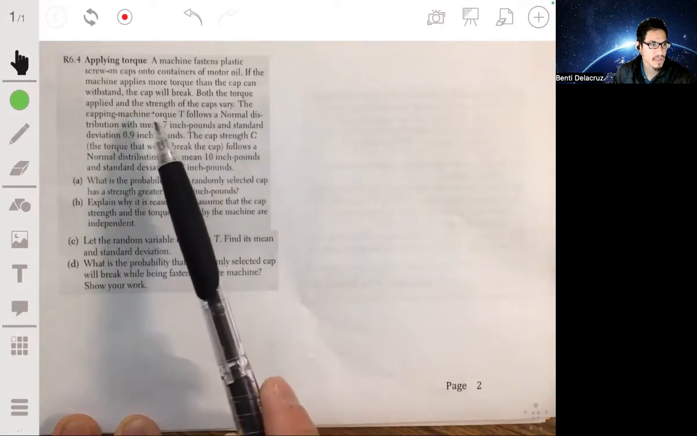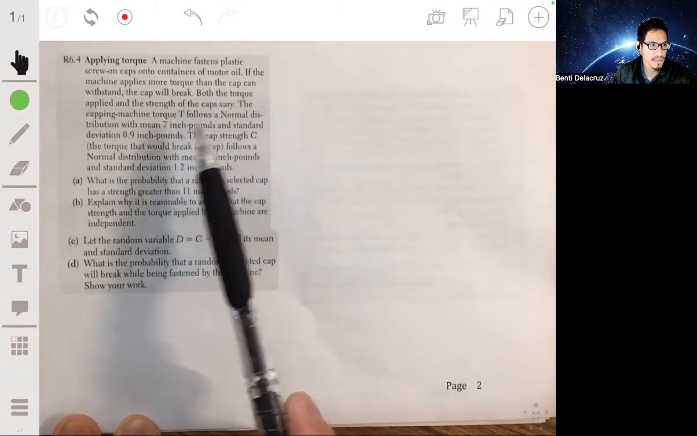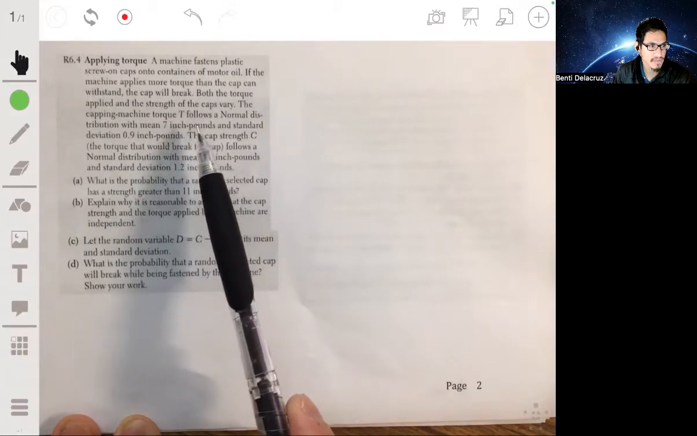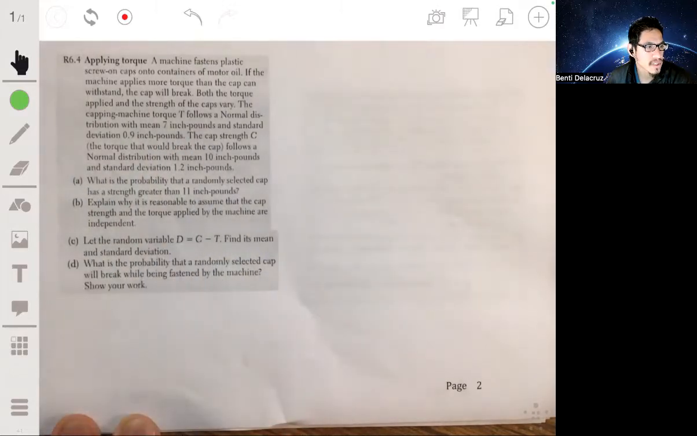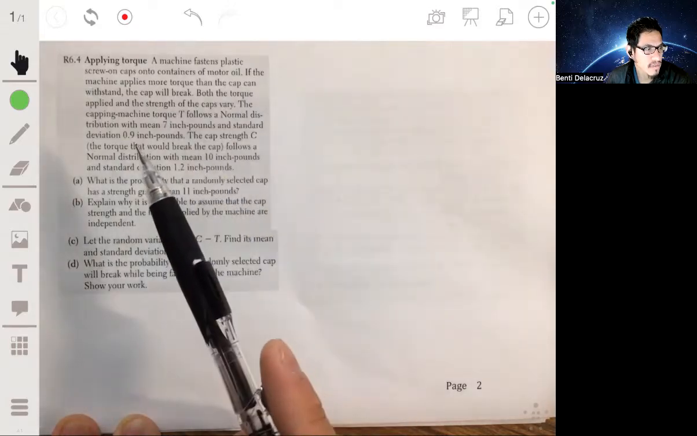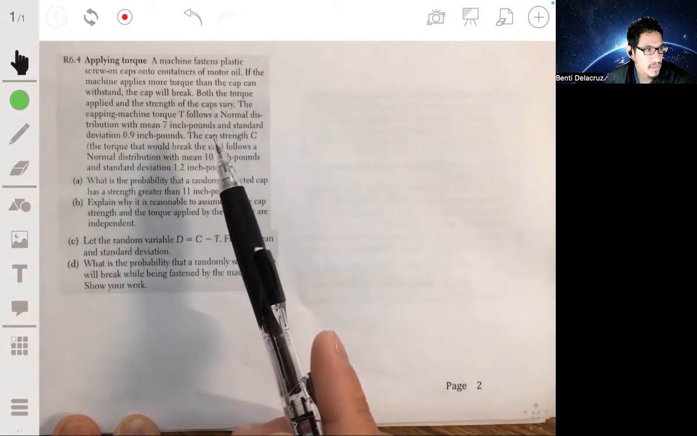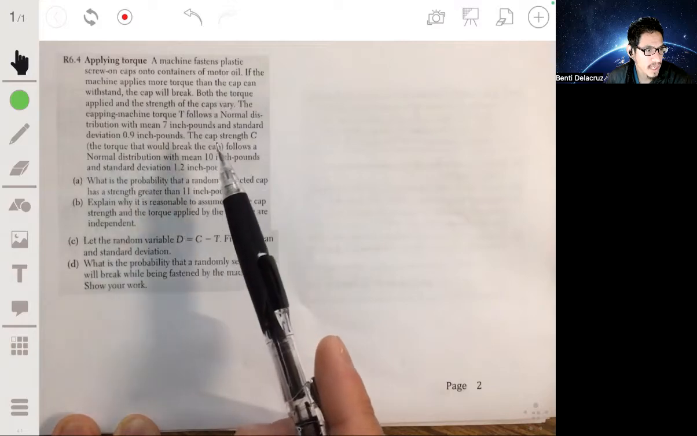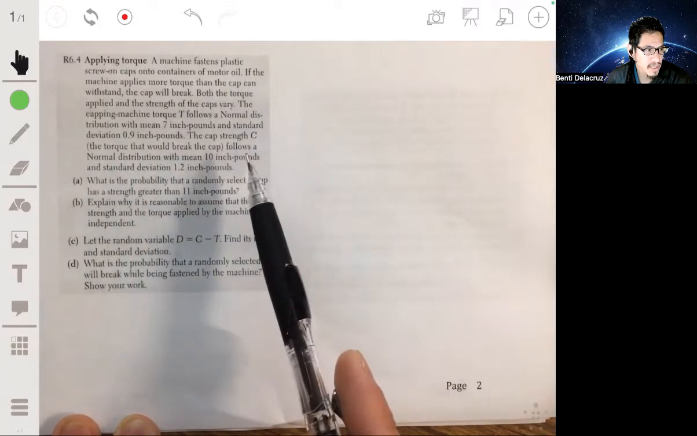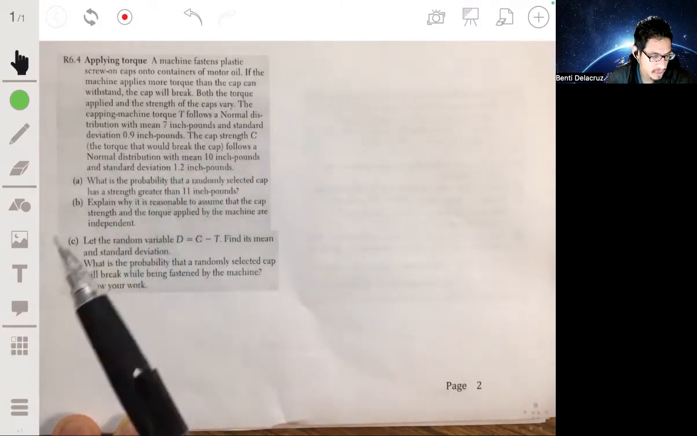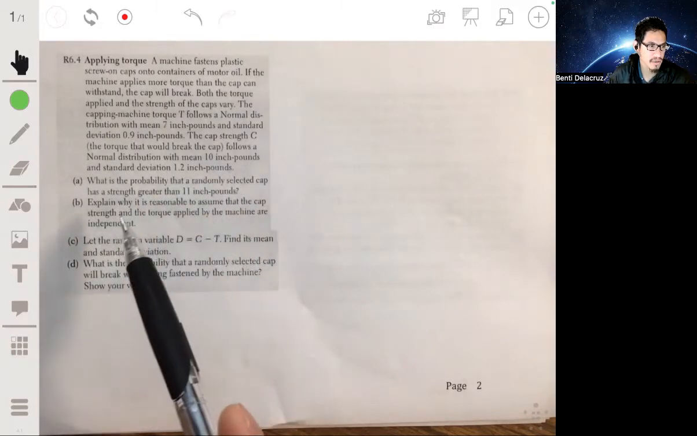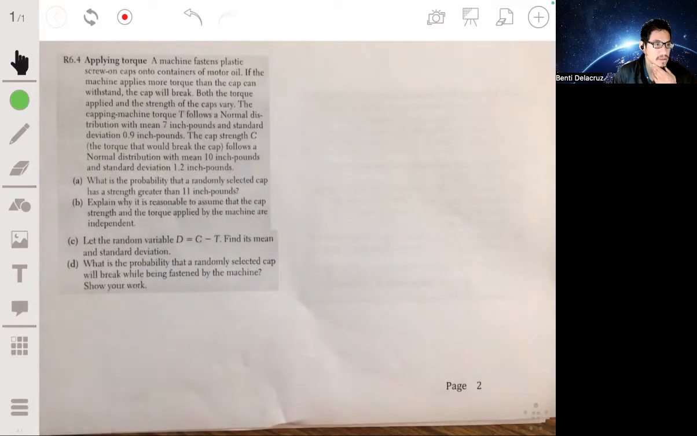The cap machine torque T follows a normal distribution with mean 7 inch-pounds, and standard deviation of 0.9 inch-pounds. The cap strength C, the torque that would break the cap, follows a normal distribution of mean 10 inch-pounds and standard deviation 1.2 inch-pounds. Okay, part A, what's the probability a randomly selected cap has a strength greater than 11 inch-pounds?